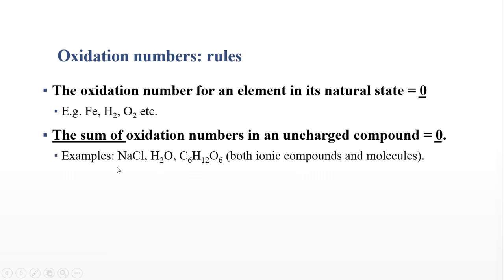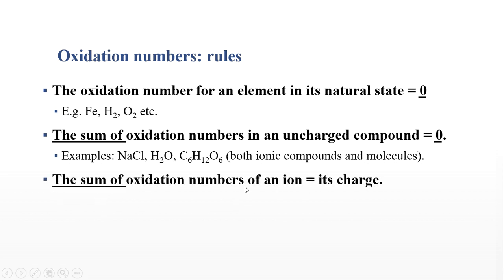Here's some compounds. You have sodium chloride, which is an ionic compound, but the sum of the oxidation numbers of sodium and chloride will be 0. The water molecule, well, it's a molecule, it's a compound. The sum of the oxidation numbers for hydrogen and oxygen will be 0. Here you have glucose, and the sum of all of the oxidation numbers of all these atoms will be 0. So you need to memorize that.